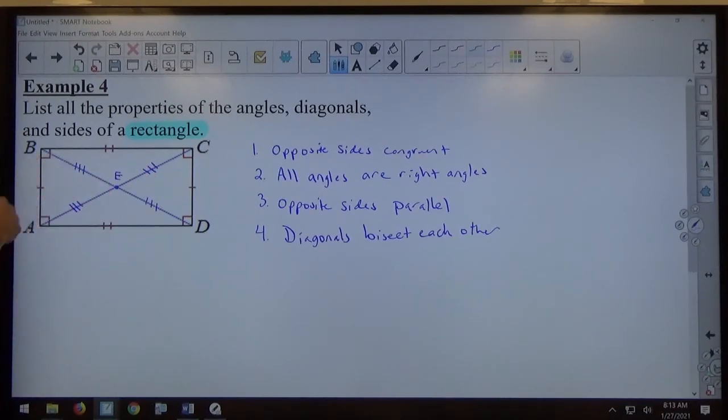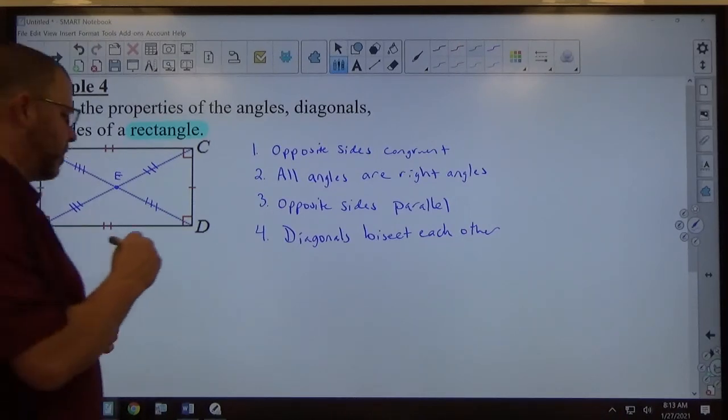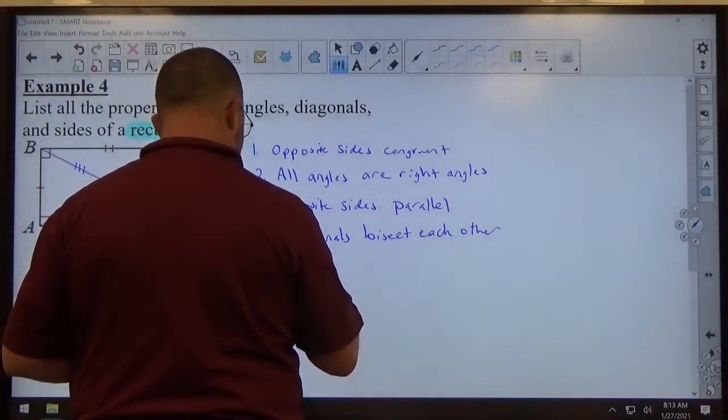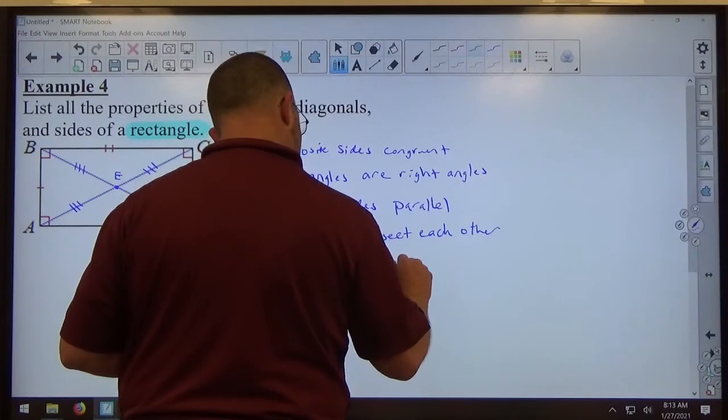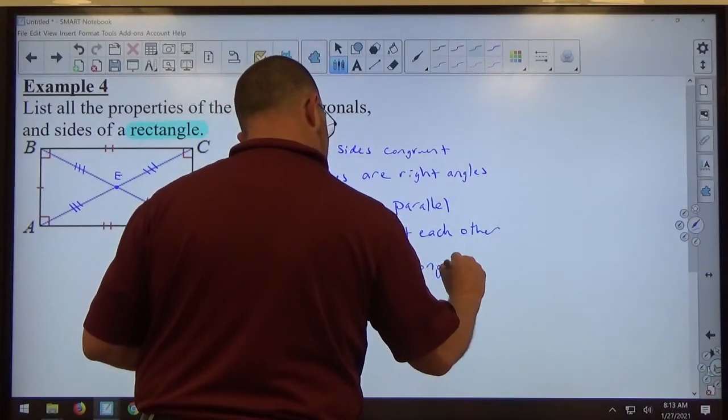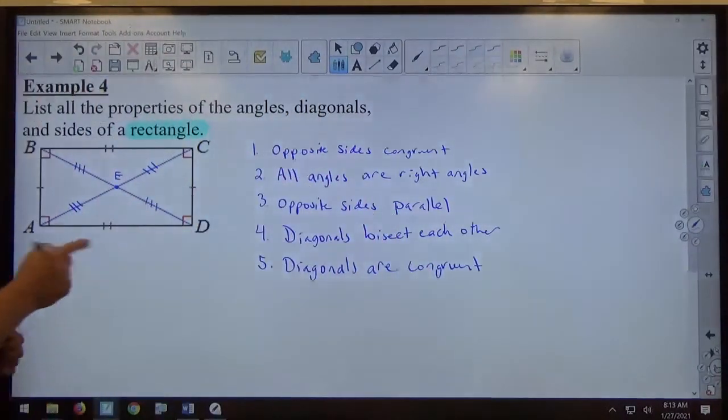And notice I use 3 marks for those in both cases because another property of the diagonals of a rectangle is the diagonals are congruent. So diagonals are congruent. So the same length and they cut each other in half.